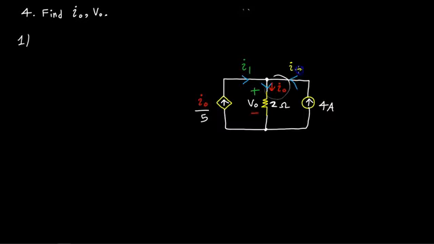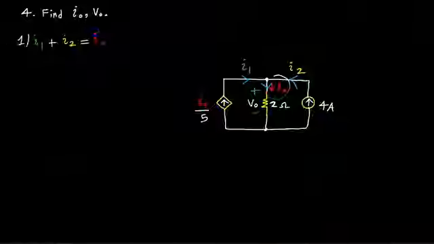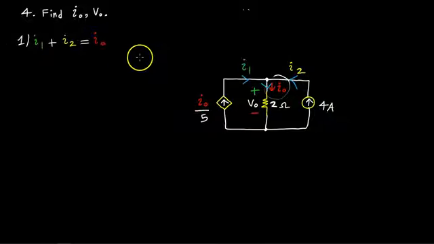So let's say I2. Now this relationship KCL, the alternate form that we discussed in the previous lecture, would tell us that I1 plus I2 must equal I0. Okay, so that's the relationship there. Now let me just substitute the current values. I1 is going to be I0 over 5. So I1 is I0 over 5.